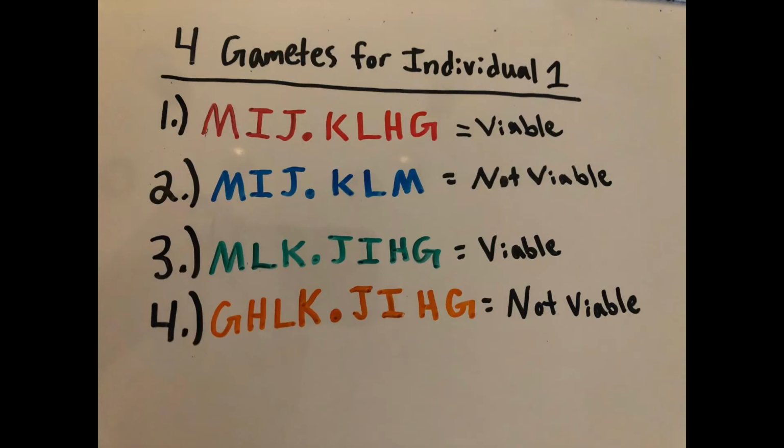Here are our four gametic pathways with the respective color from each pathway. We can see from all four pathways that gametes 2 and 4 are not viable gametes because they do not contain all of the respective loci and either have a duplicated locus or duplicated loci.